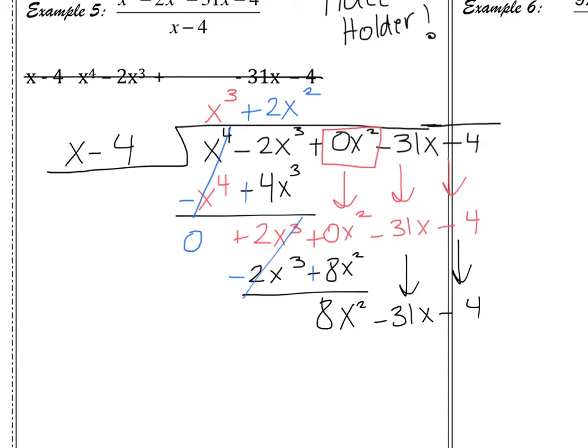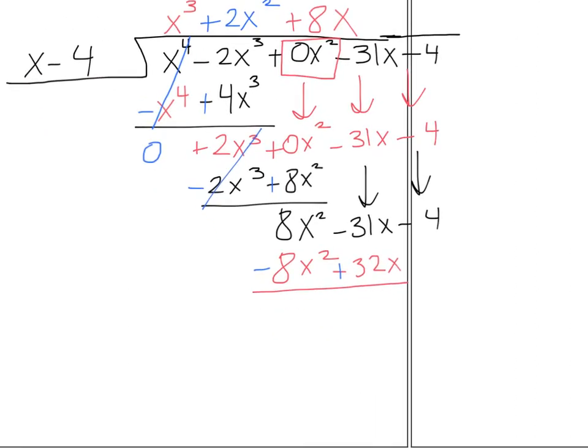Now, you do the same steps again. X times what would give me 8x to the 2nd? That's going to be an 8x. So, x times 8x, that's an 8x squared. Negative 4 times 8, that's a negative 32x. Now don't forget to change the signs. So that becomes a negative and then becomes a positive. Now, of course, these are going to cancel out if I did my multiplication correctly and I distributed the sign. Now, negative 31 and plus 32, that's going to be a plus 1x minus 4.